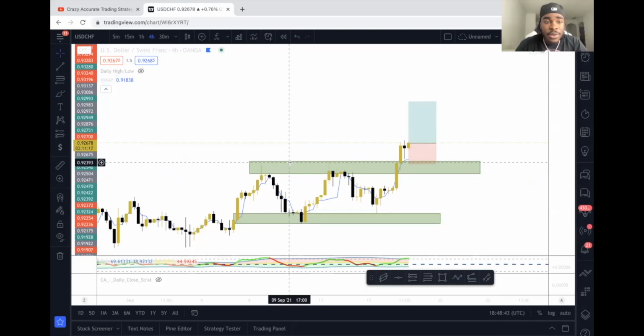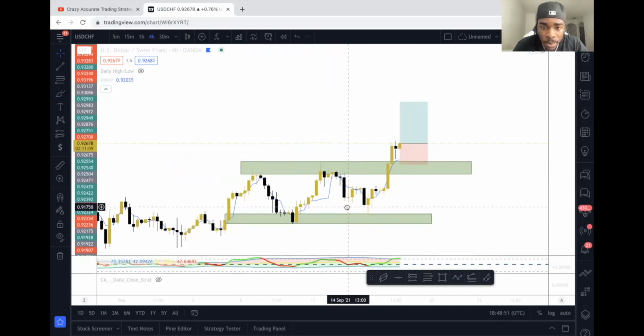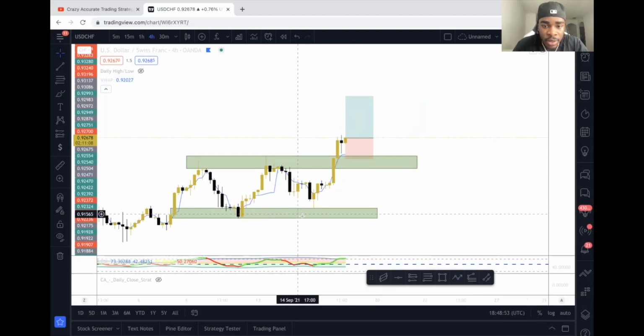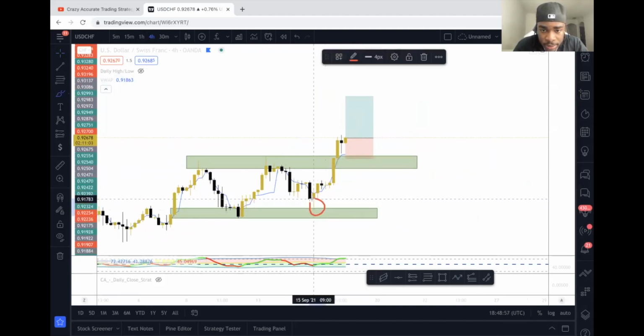So the next example is on USD Swiss Franc. As you can see on my 4-hour, I had drawn up my support and my resistance area. But what happened was, look, we got a big wick right here on our support area. Boom, and then look, it went up crazy, and then it broke our resistance area.